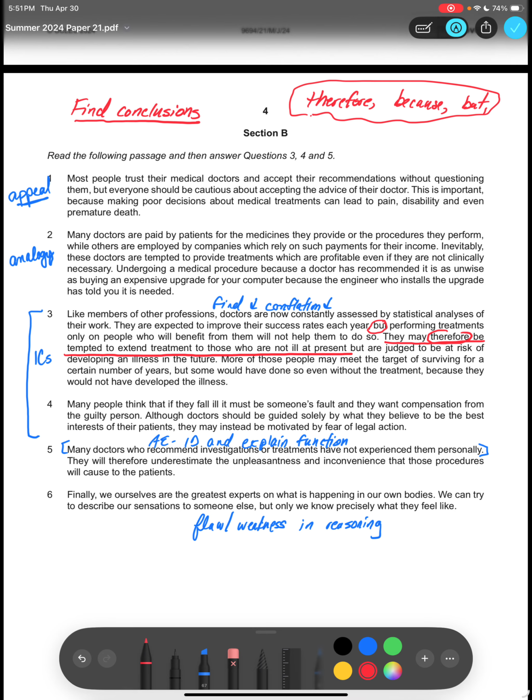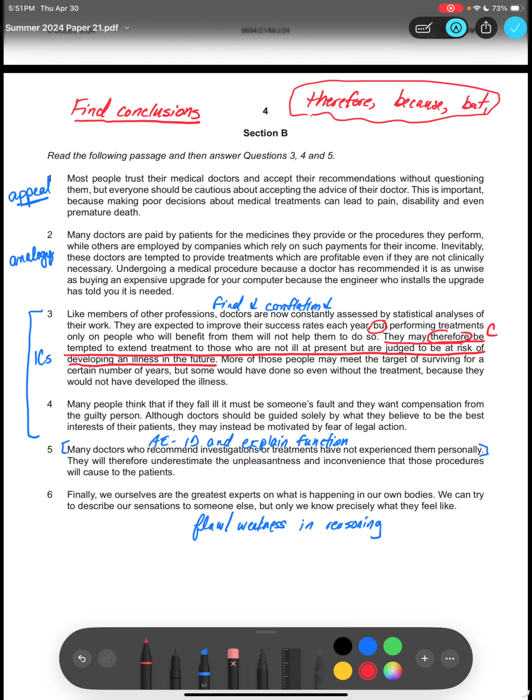Now, you might want to test it, or you might just want to put a C on it, but whenever it has the word therefore in it, you ask, okay, so they say they're expected to improve success rates each year, but performing treatments only on people who will benefit doesn't help them. Therefore, they may be tempted to extend treatment. This is definitely a conclusion of some sort. Whether it is an intermediate conclusion or a main conclusion, we'll find out later.